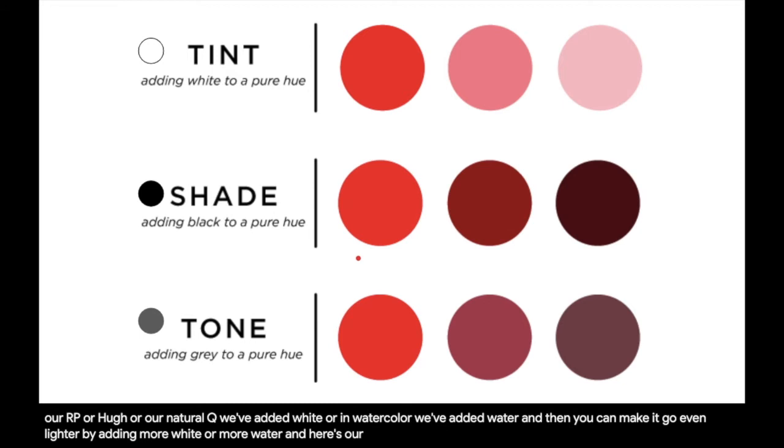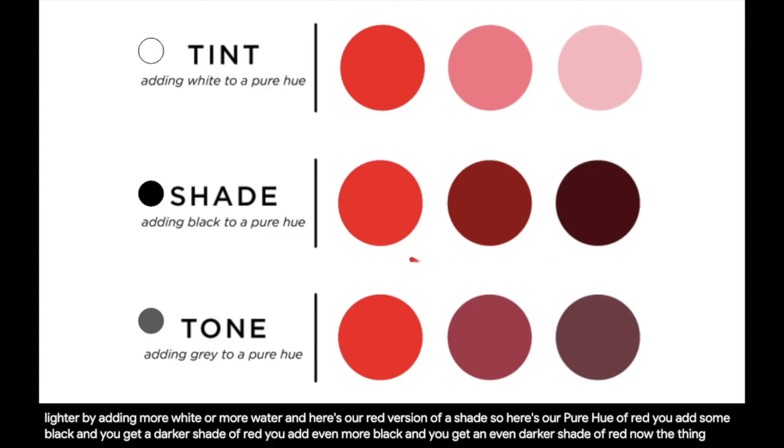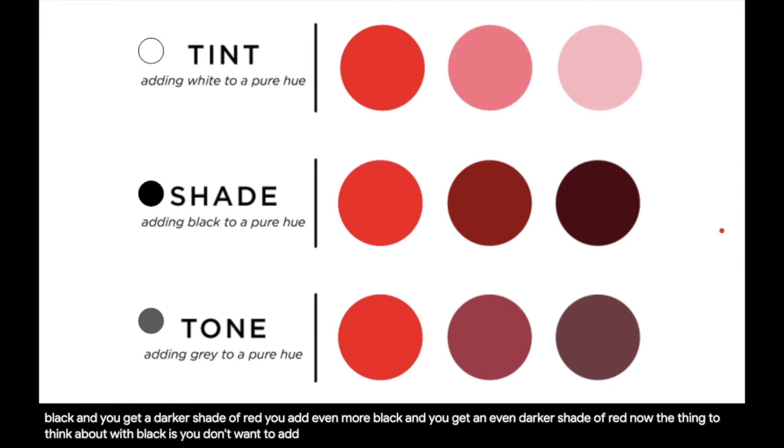And here's our red version of a shade. So here's our pure hue of red. You add some black, and you get a darker shade of red. You add even more black, and you get an even darker shade of red. Now, the thing to think about with black is you don't want to add too much, because black's really strong and it'll quickly overtake your color.